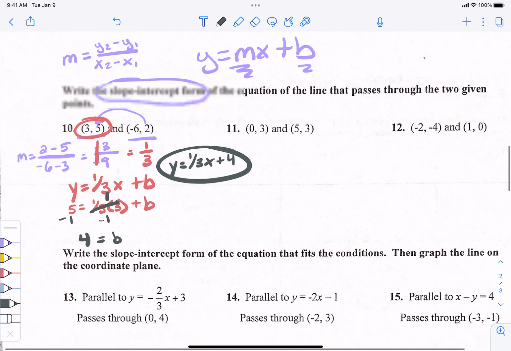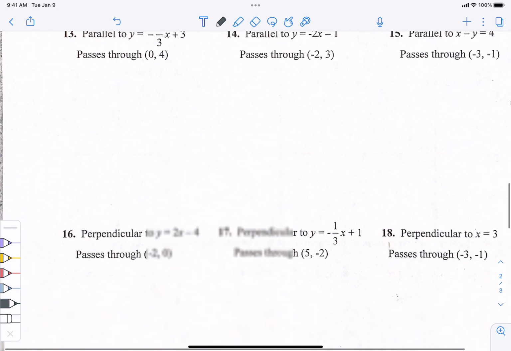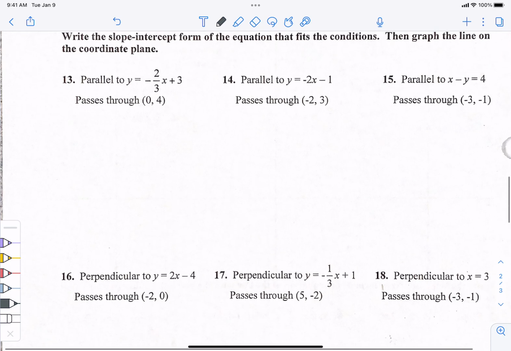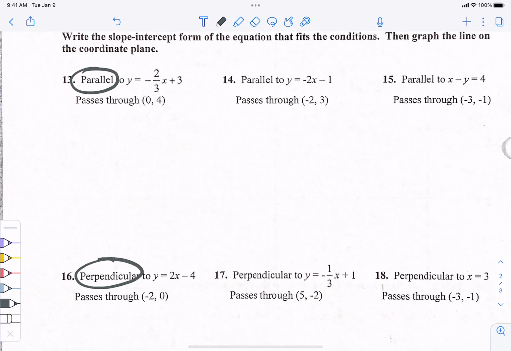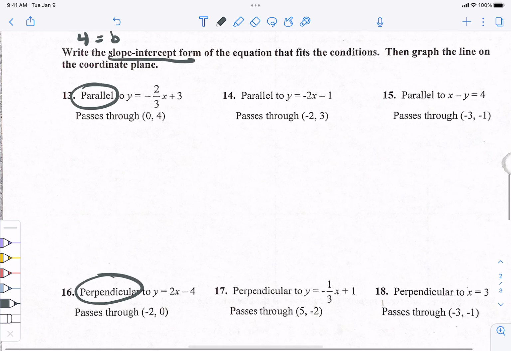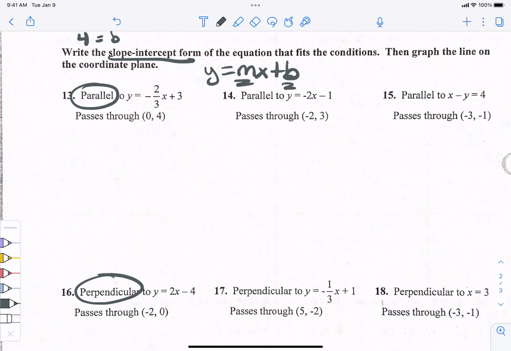That's 10, 11, 12, 13. Now we move on to the last two sections, which talk about parallel versus perpendicular. We're still writing slope-intercept form, which is y equals mx plus b. So we have to find m and we have to find b. 15 and 16?